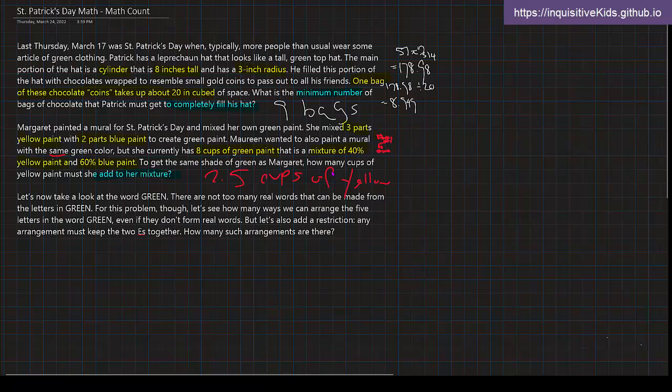Okay. Problem 3. Now let's take a look at the word green. There are not too many real words that can be made from the letters in green. For this problem, though, let's see how many ways we can arrange the 5 letters in the word green, even though they don't form real words. But let's also add a restriction. Any arrangement must keep the 2 E's together. So how many arrangements are there?